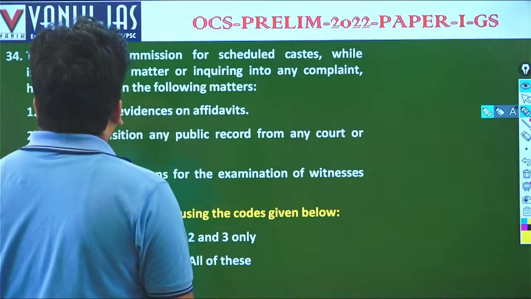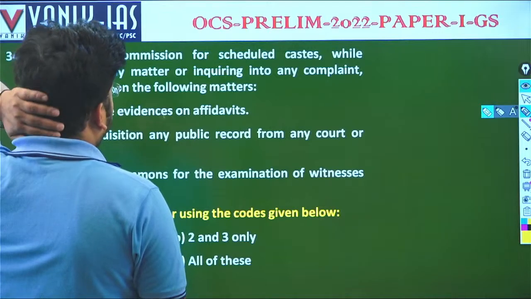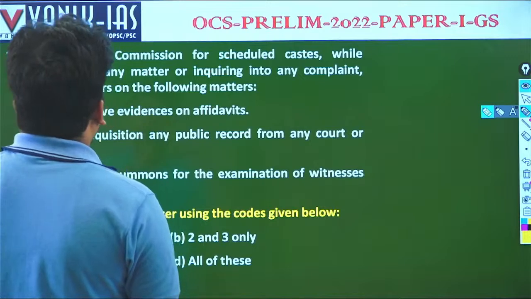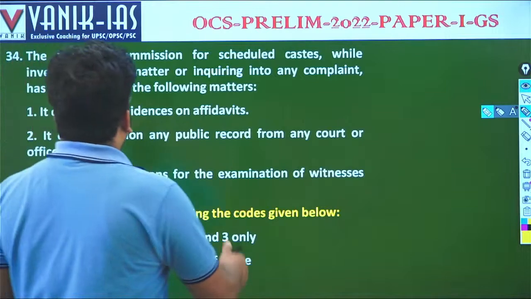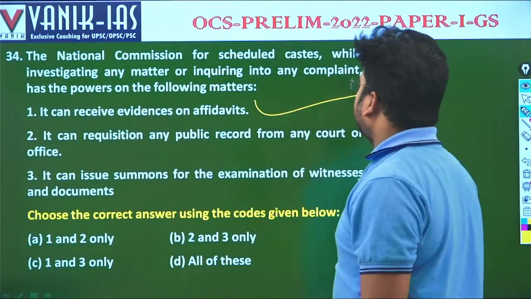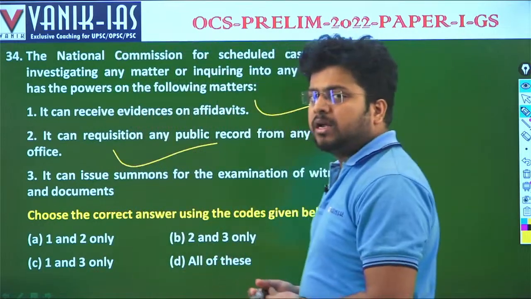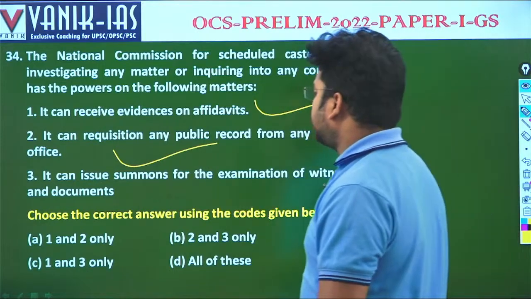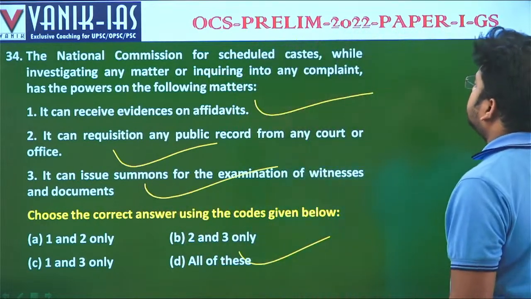Next is the National Commission for Scheduled Castes. While investigating any matter or inquiring into a complaint, what is the power of the National Commission for Scheduled Castes? It can receive evidence and affidavits, yes. It can requisition any public record from any court or office, yes. It can issue summons for the examination of witnesses and documents. Yes, it has the power of a civil court. So all three options are right with respect to the National Commission for Scheduled Castes.